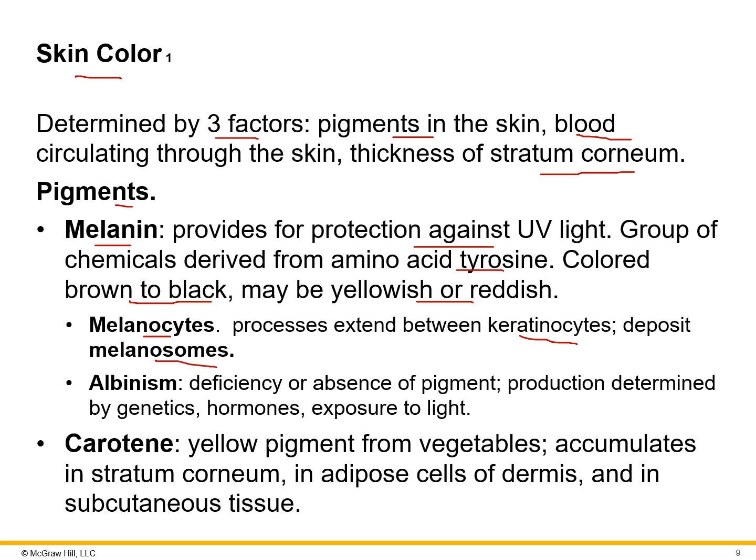Now, the loss or inability to produce melanin leads to albinism. So this is a deficiency or even absence of the pigment, and that's due to genetics, hormones, or even light exposure. And then another pigment is carotene. We think about these with carrots. It's a yellow pigment from vegetables, but this actually accumulates some in the stratum corneum, also in the adipose cells of our dermis and that subcutaneous tissue. So it's not just melanin, there's a little bit of carotene in the skin as well.